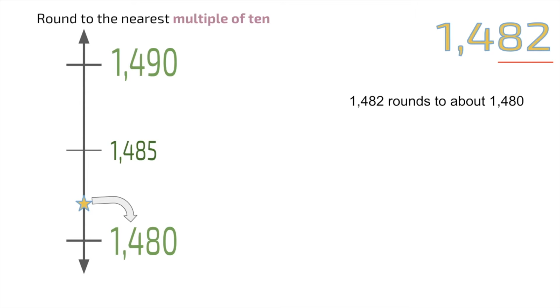Awesome. So I noticed that when we rounded to the nearest 100, it rounded to 1,500. When we rounded to the nearest 10, it was a different number, 1,480. So depending on what you're rounding to, nearest 10, nearest 100, your answer might change.